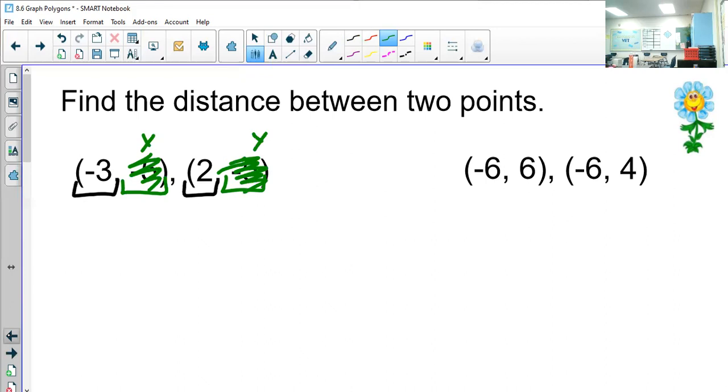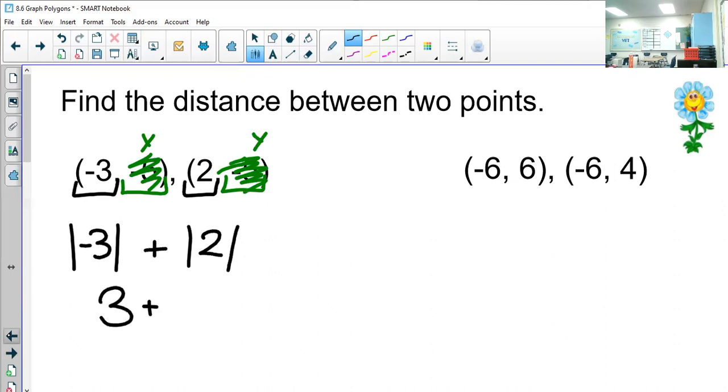And if they are the same, we're going to take the absolute value of both x's and add them together. So we're going to take the absolute value of -3 plus the absolute value of 2. The absolute value of -3 is 3, plus the absolute value of 2, which is 2. 3 plus 2 is 5. And that's how we're going to do that. Okay? Now let's take a look at this example over here.